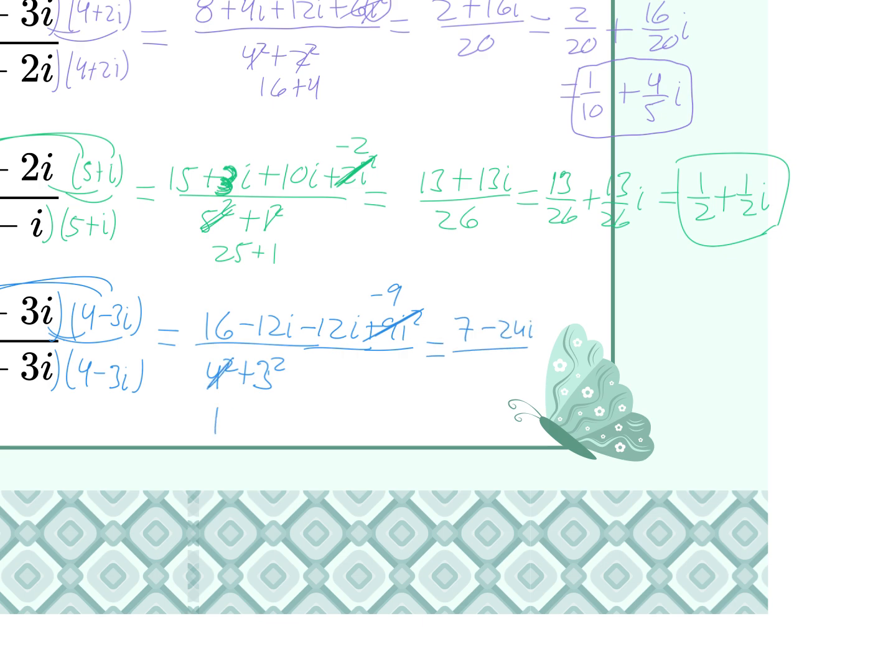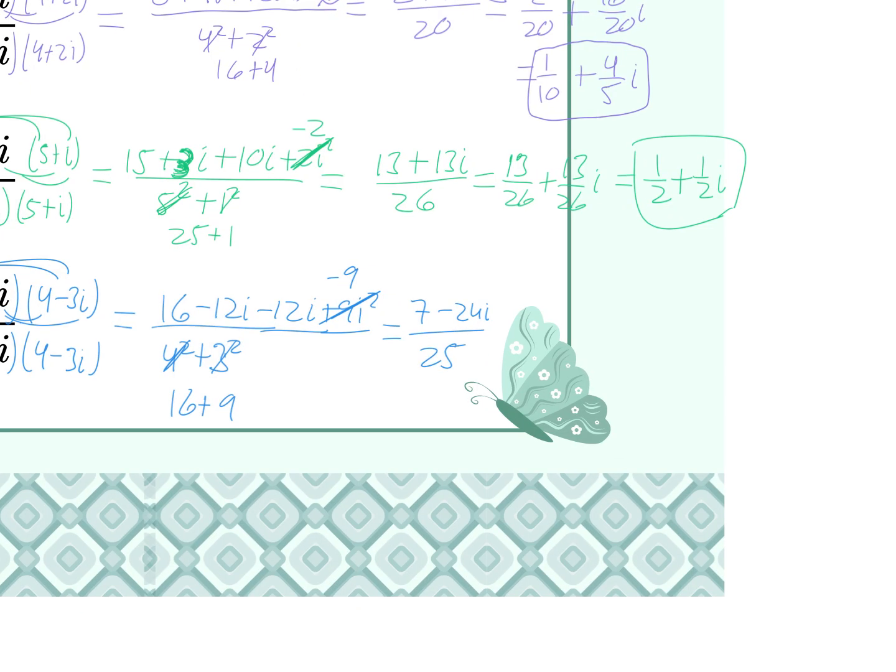Over 4 squared is 16, plus 3 squared is 9, and 16 plus 9 is 25. All right, and then so, again, I can split this up into 2, and I'm going to make this 7 over 25. All right, minus 24 over 25i.